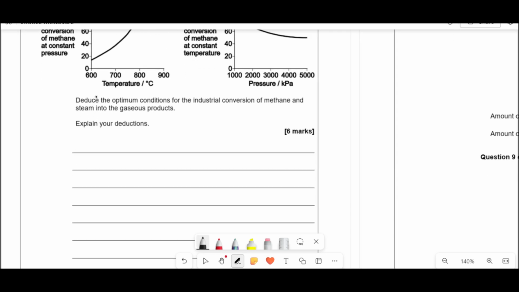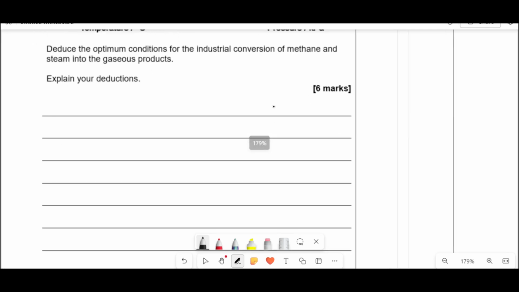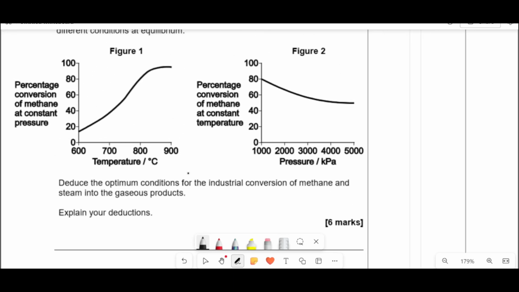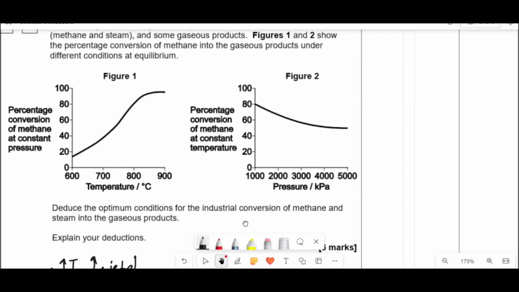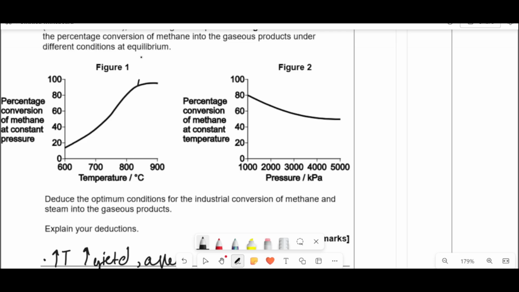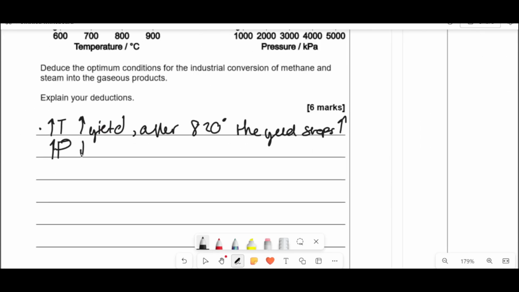So it says, deduce the optimum conditions for the industrial conversion of methane and steam into gaseous products and explain your deductions. So immediately, let's talk about it step by step. From the graphs, if you increase the temperature, the yield increases. That's what we've just said. So increasing temperature increases the yield, right? And then what else do we see? After a certain temperature, after 800-ish degrees, the yield stops increasing. It just kind of stays level. But as well as that, increasing pressure on this diagram seems to decrease yield as well.